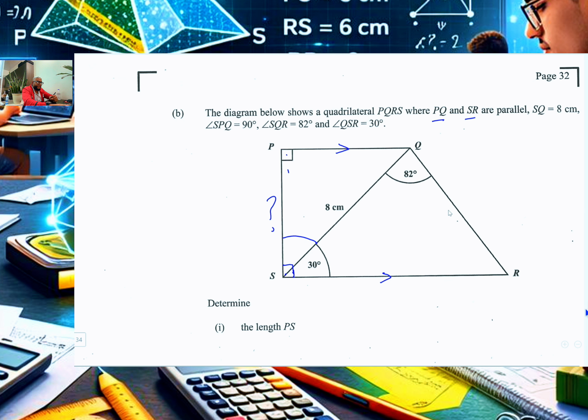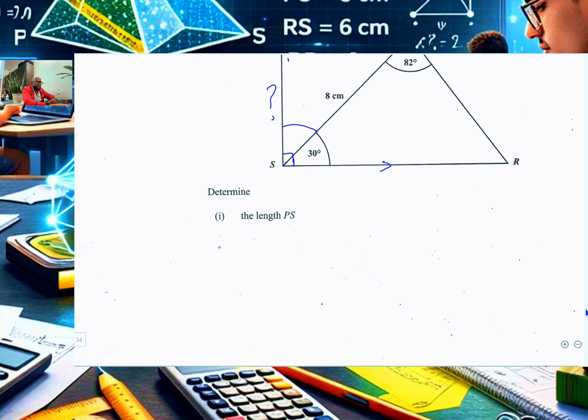PSQ, so let me write it right here. PSQ is equal to 90 minus 30 degrees, which will give me, right, so we have here 60 degrees, right?